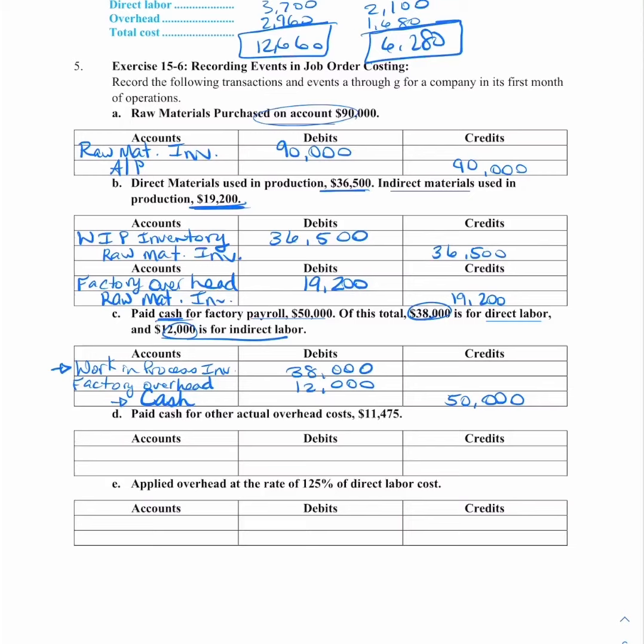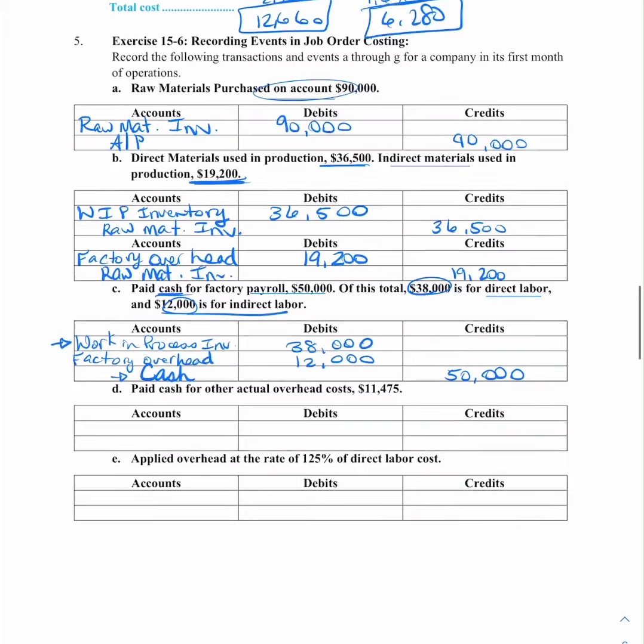And so if you do run into that position where you freeze up on a test, you can always do the rest of the journal entry and see what you need to balance. Does that need to be a debit or a credit? And as long as you've done everything else right, that'll work for you. So there is another option. Next, we're told we paid cash for other actual overhead costs of $11,475.